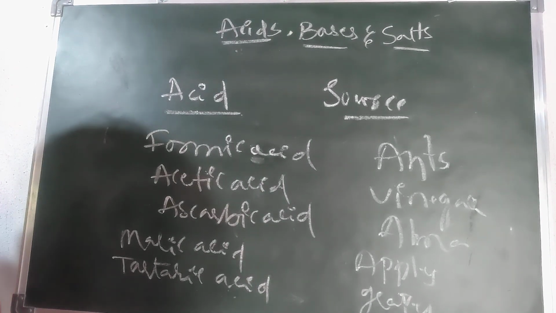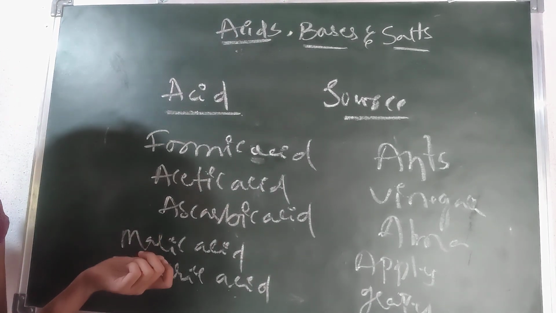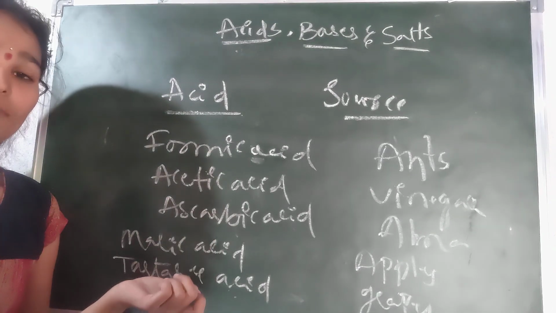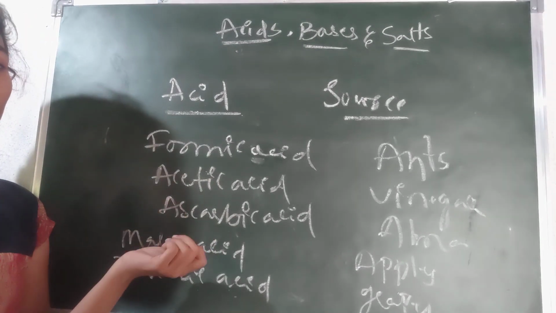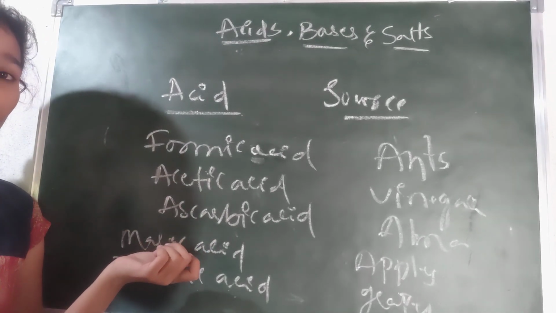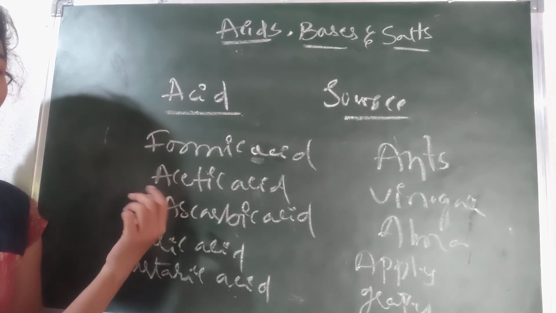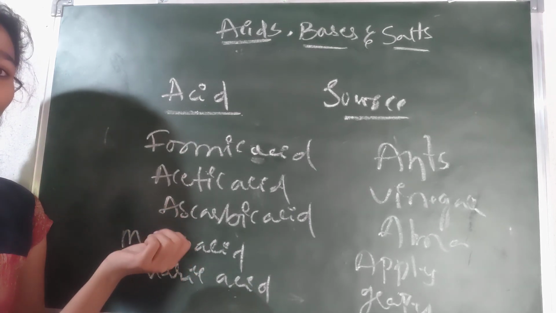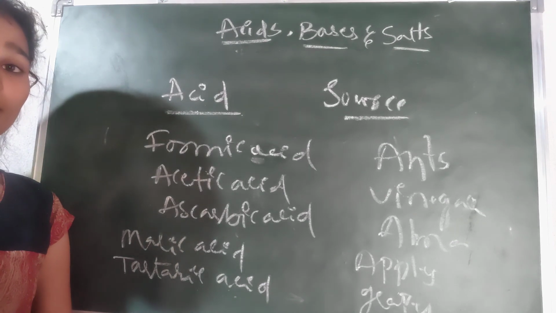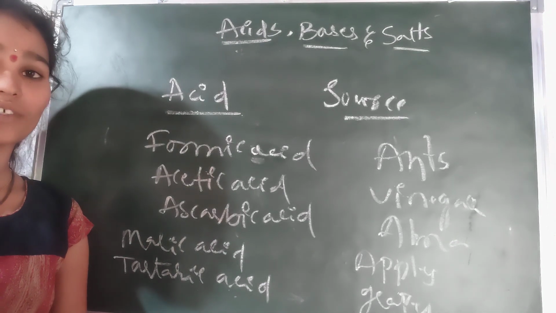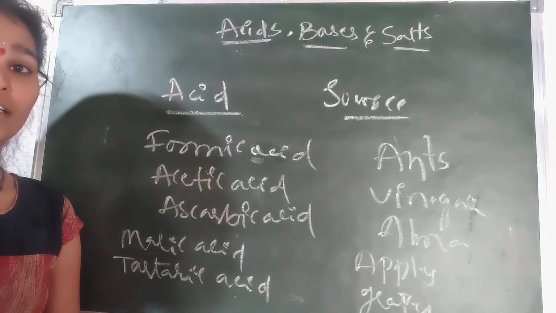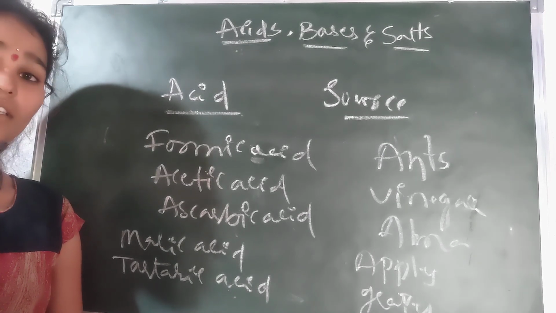Now we have discussed what acid is, examples of acids, properties of acids, uses of acids, and also from which source we get which kind of acid. In the next video we will discuss bases and salts. That is also very easy.